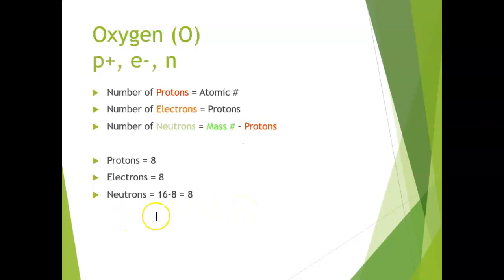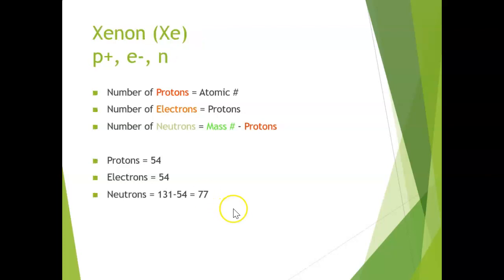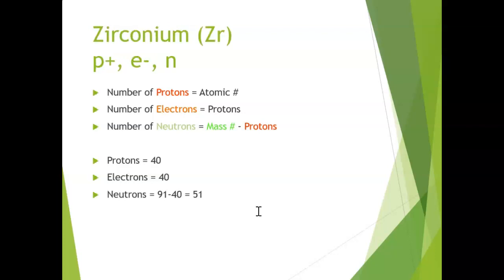All right, so hopefully you got protons equals the atomic number. Oxygen has the atomic number of 8, which means 8 protons, 8 electrons. For neutrons, you got to do the mass. So the mass of oxygen is 16 minus the number of protons, which is 8. 16 minus 8 is 8. Okay. For xenon, hopefully you got these 3 answers. And for zirconium, hopefully you got these 3 answers.